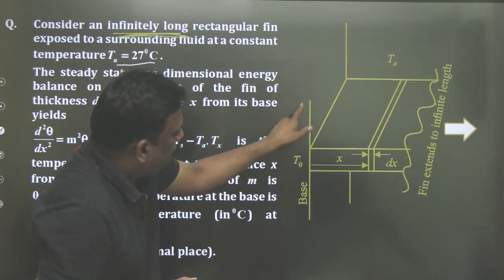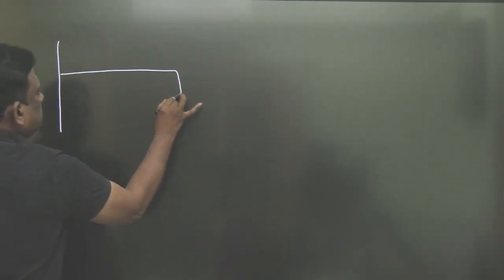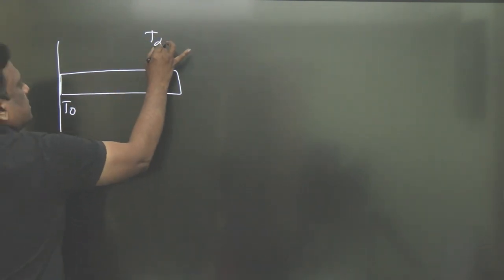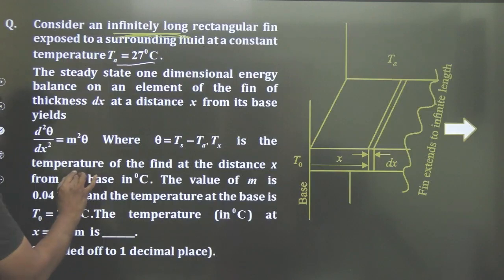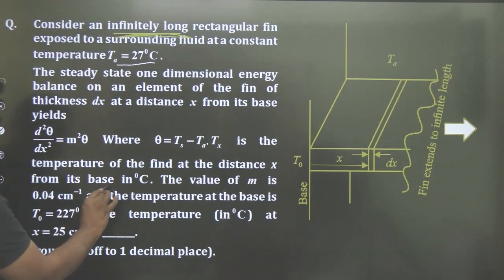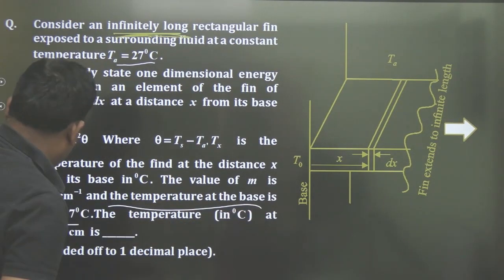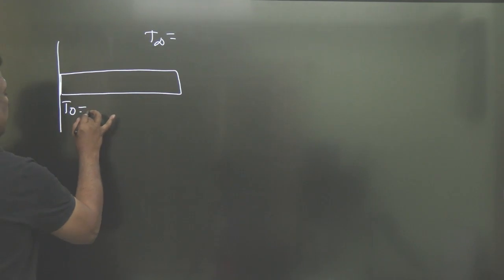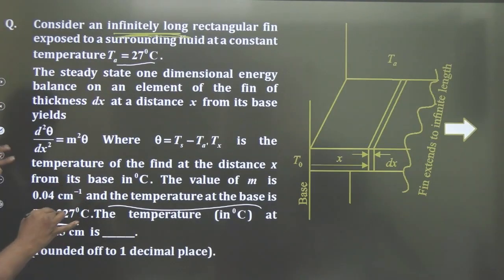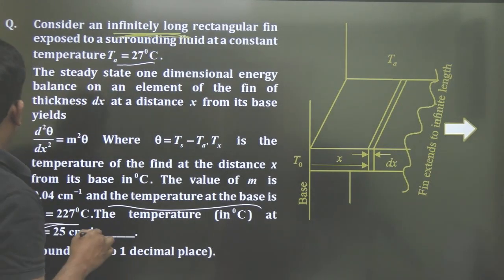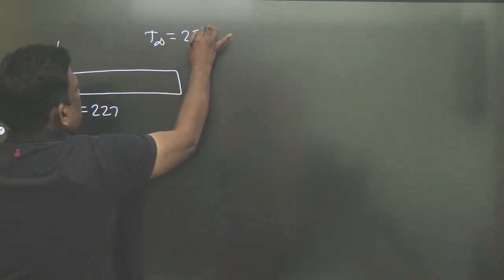This is the fin, please look carefully. The base temperature, let it be T0, and the ambient temperature be T ambient. What is the base temperature? Somewhere it is given. So the base temperature is 227. And what is the ambient temperature? The ambient temperature is 27 degrees centigrade.